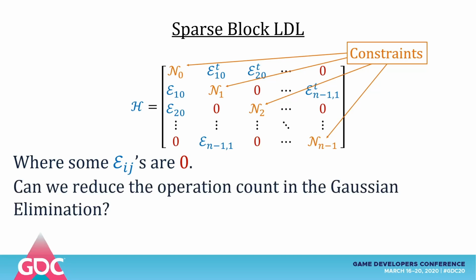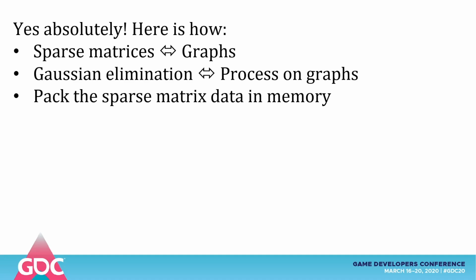Can we use these zeros to help us reduce the number of operations during the Gaussian elimination? Yes, absolutely this is possible, and here is how. We need to establish a relationship between sparse matrices and graphs, translate the Gaussian elimination to a process on graphs, and pack the sparse matrix data in memory in such a way that it optimizes the block Gaussian elimination.